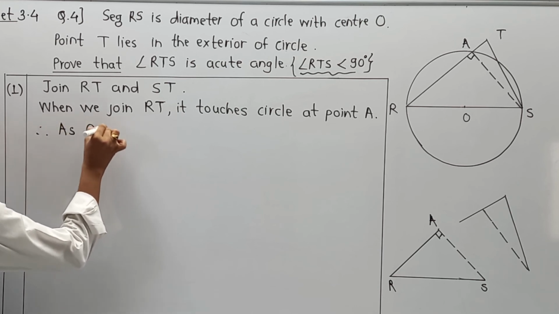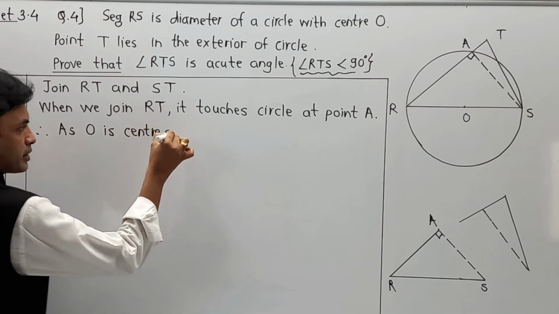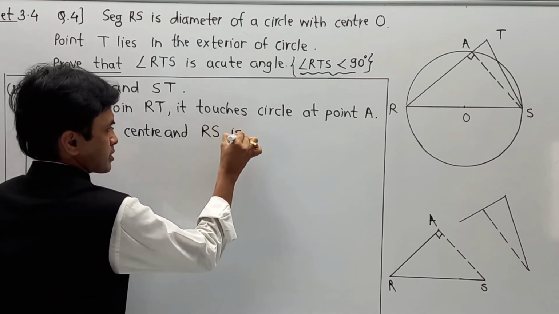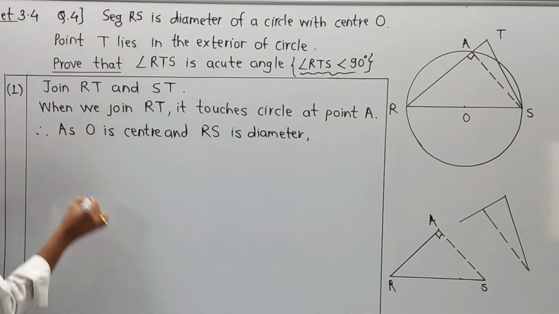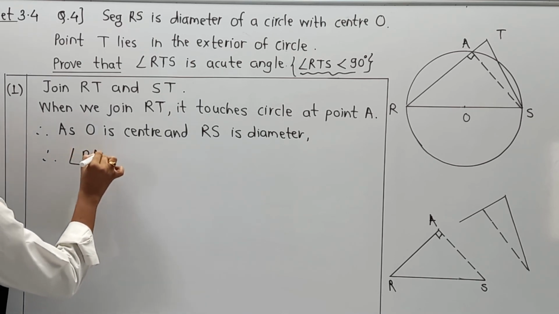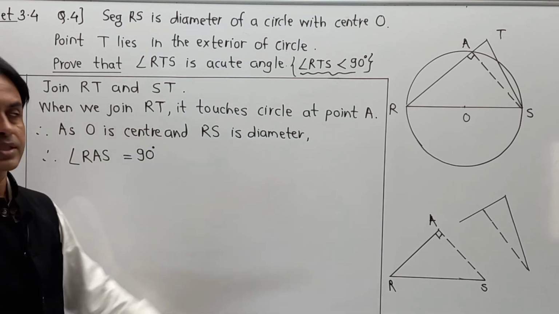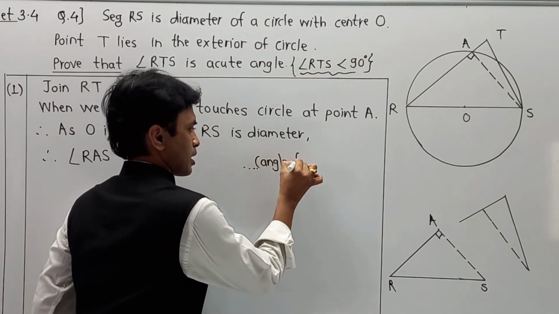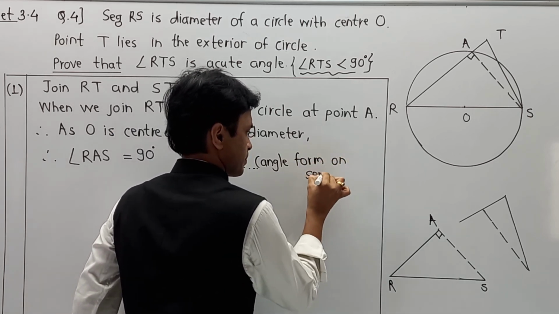As O is center and RS is diameter. Therefore, angle RAS is equal to 90 degrees. And reason, angle formed on semicircle.